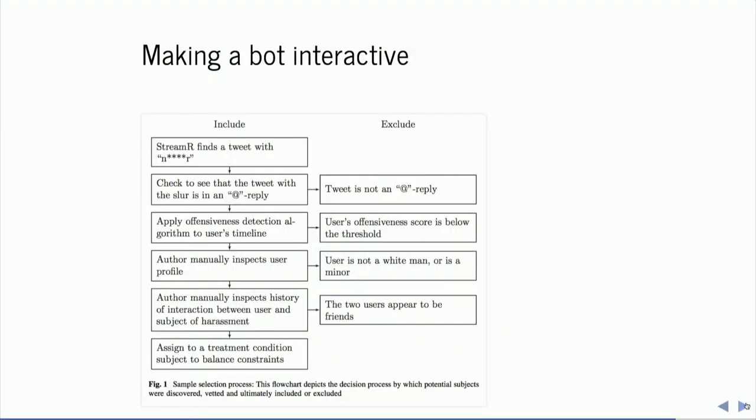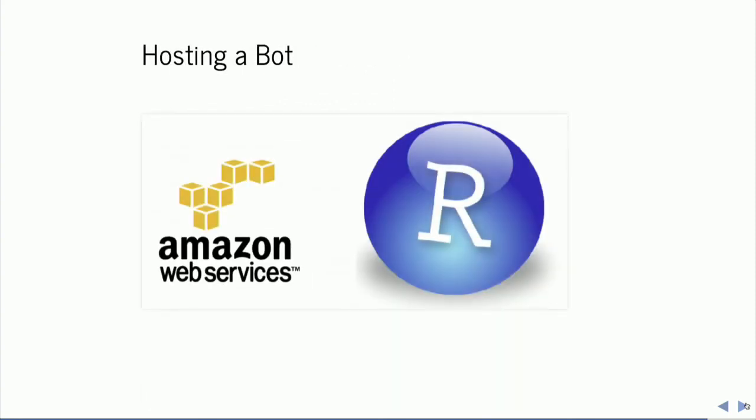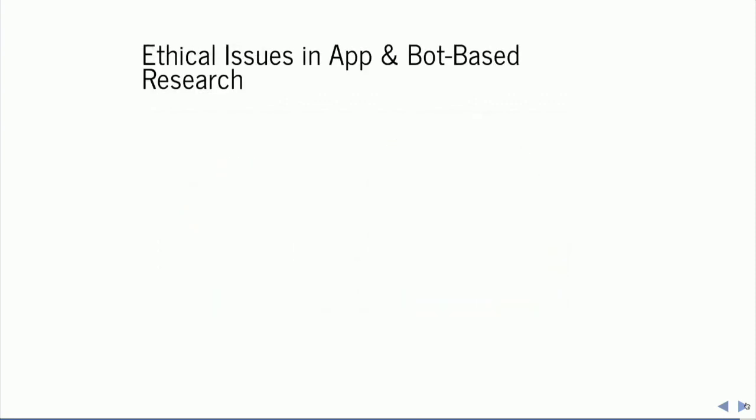And here's an example of how you might make the bot interactive. This is from the Munger paper. This is his decision tree that says exactly how his code was sampling tweets before he replied to the racist tweets. So obviously that could require a lot more coding and skill. And for hosting a bot, again, something like Amazon Web Services, you would probably want to use that to both host the bot and store data that is collected by the bot's interaction with people.